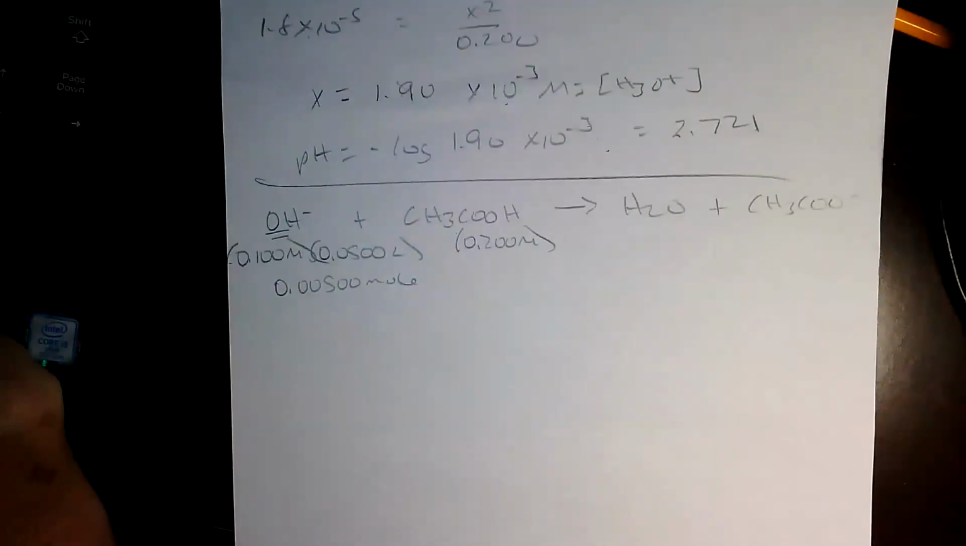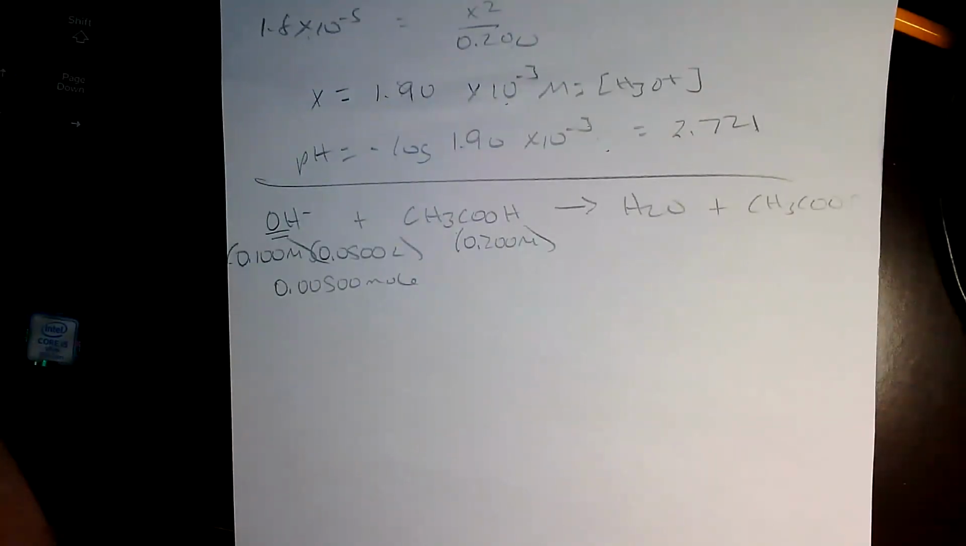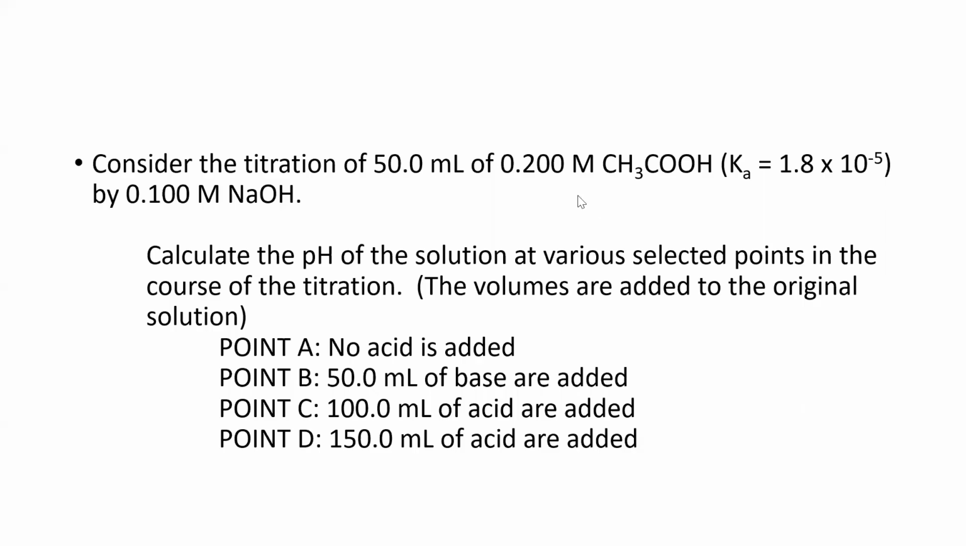So what was the volume of the acid? I didn't write that down. Does anybody know, or do we need to go back for a second? Maybe we'll go back for a second. Okay, so the volume of our acid was 50 milliliters. I'll leave that up there for a minute.